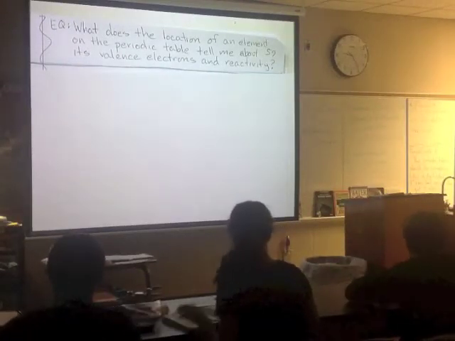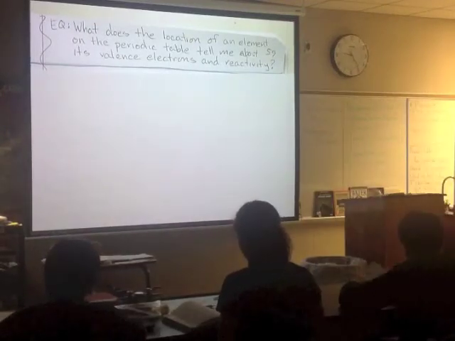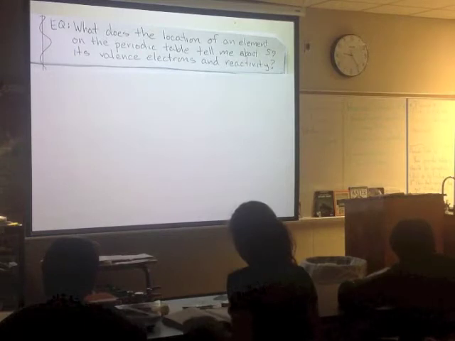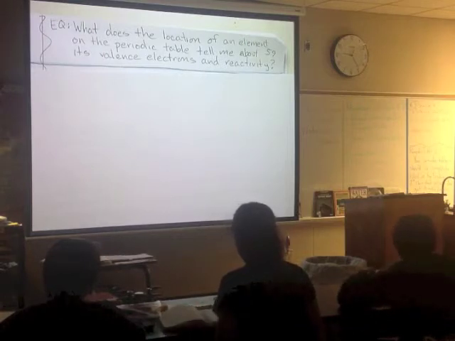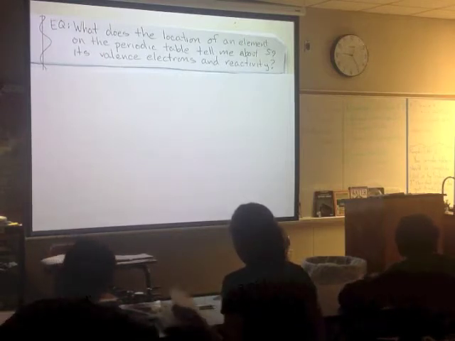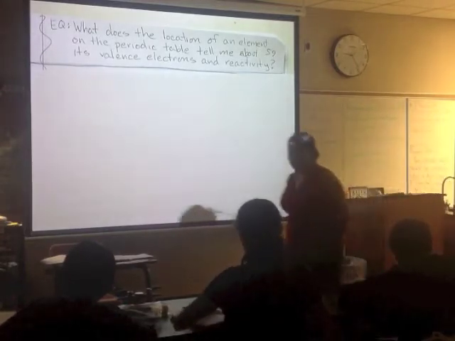Our objective today is that we're going to learn the importance of valence electrons and how to draw Lewis dot diagrams. So by the end of today, you should be able to answer our essential question, which is, what does the location of an element on the periodic table tell me about its valence electrons and reactivity?